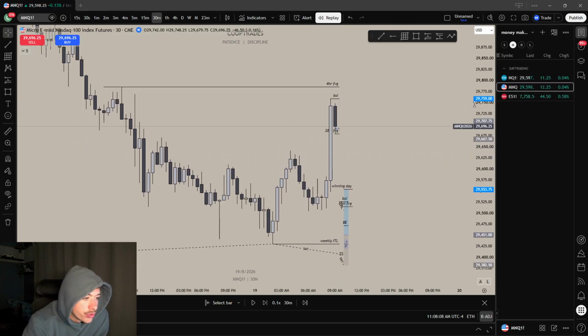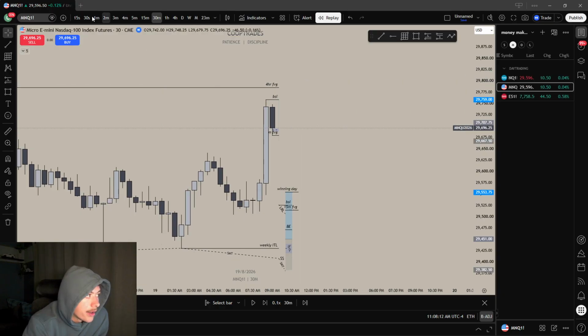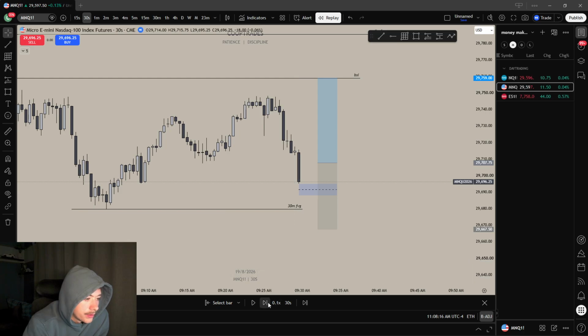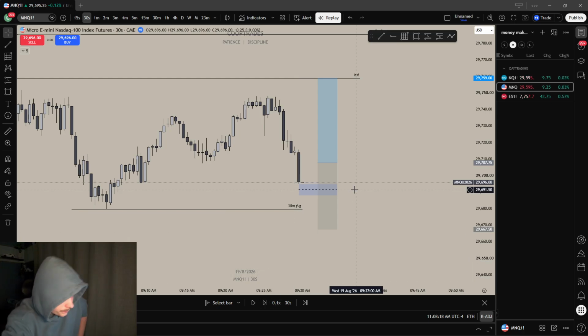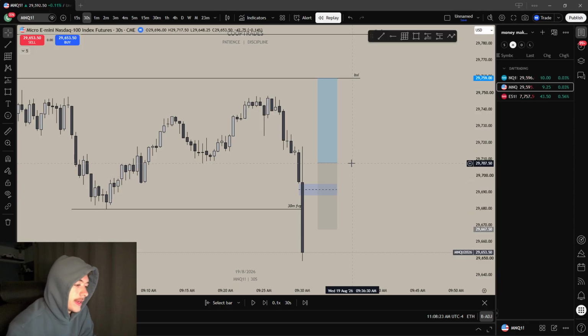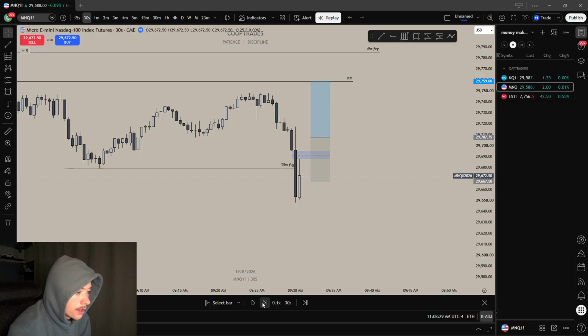My condition really was just this 30-minute gap right here that we formed. I want to see this get filled and then a long out of it. So if we come over to market open, we can see that price opens up. We immediately manipulate down into this 30-minute fair value gap. That's exactly what I wanted to see. I was like, bet, I just want to get a long out of here and hopefully get a quick day.